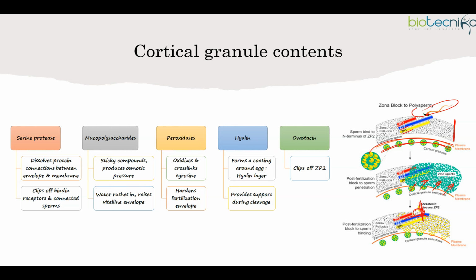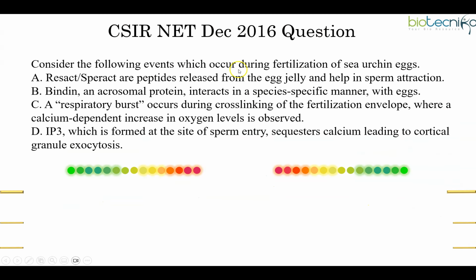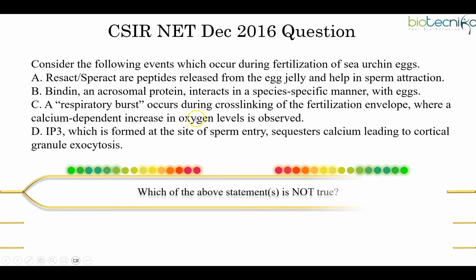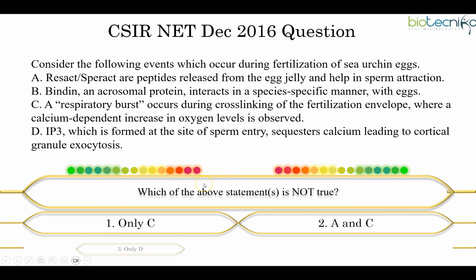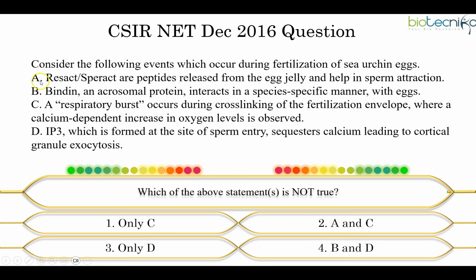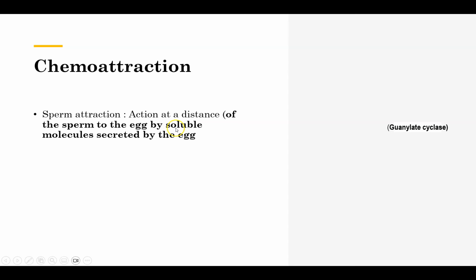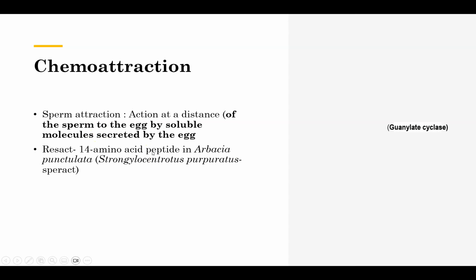So because of which, any more sperm will not be able to fertilize. Then another question from 2016. Resact and Speract are peptides released from egg jelly and they help in sperm attraction. You have to say which statement is not true over here. As I said regarding the chemoattractants, yes, chemoattraction, sperm attraction, action at a distance. So attraction of a sperm to the egg by soluble molecules released by the egg.